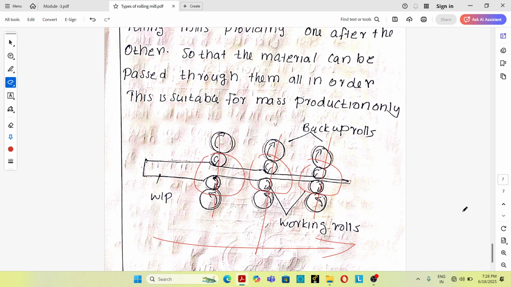So these are the classifications of the different rolling mills used in the industry. There are 6 types of rolling mills: 2 high rolling mill, 3 high rolling mill, 4 high rolling mill, cluster rolling mill, planetary rolling mill, and tandem or continuous rolling mill. So in this class I have discussed the rolling process, hot rolling and cold rolling, and the various classifications of rolling mills used in the industry.